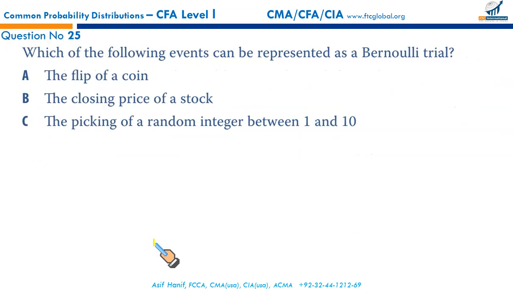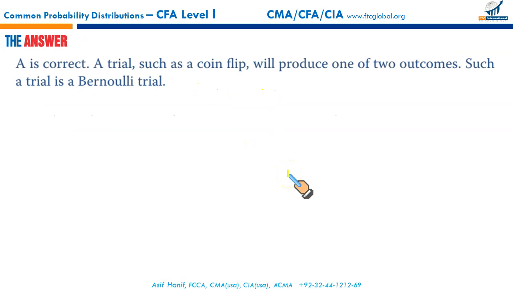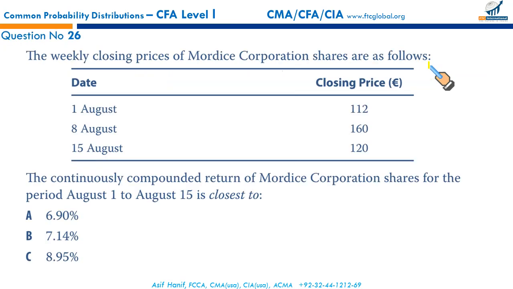Which of the following events can be represented as a Bernoulli trial? Those that can be portrayed into 2 outcomes, success or failure, like flipping a coin. So clearly that rules out B and C. That makes A the correct option. A trial such as a coin flip will produce one of the 2 outcomes, as in a Bernoulli trial. That gives you A to be the correct option.